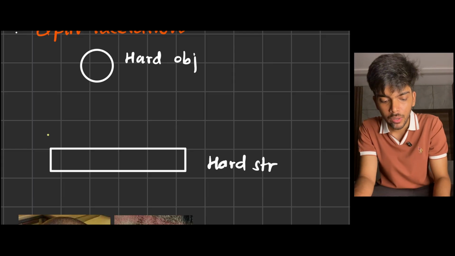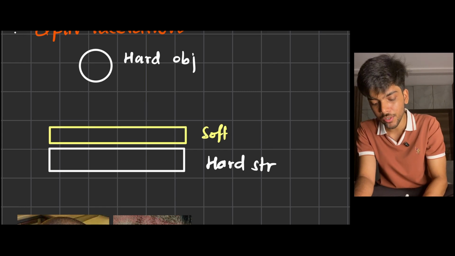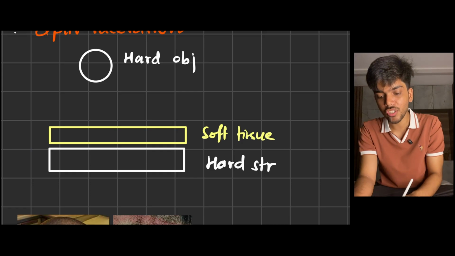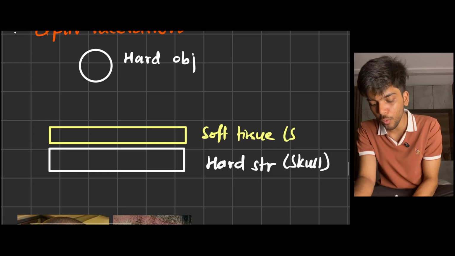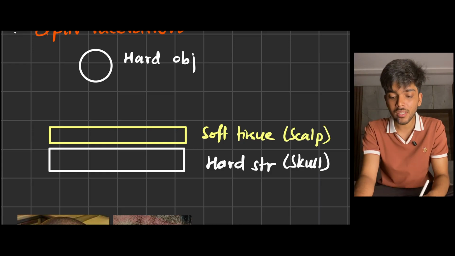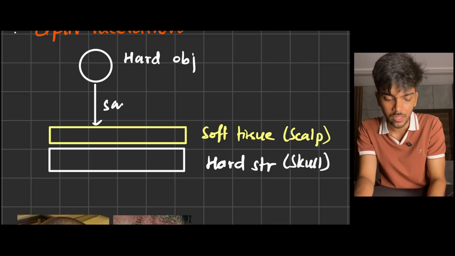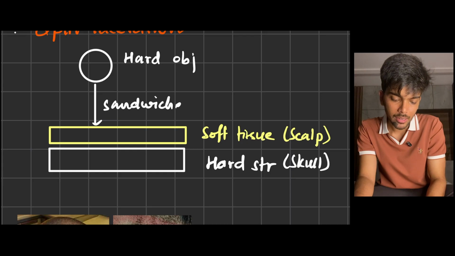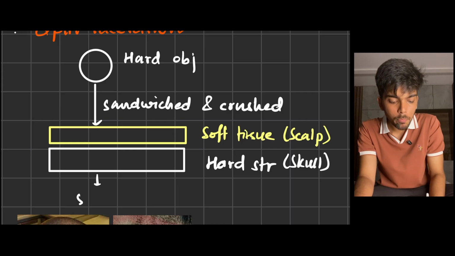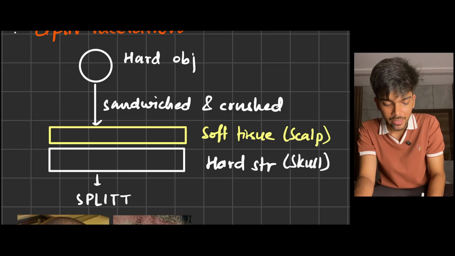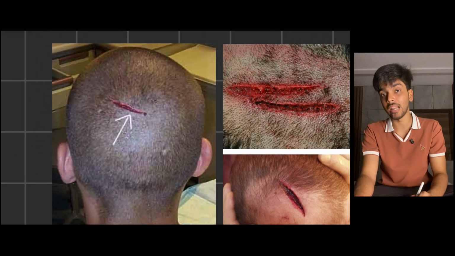In between the two is a soft tissue, or just above the hard structure is a soft tissue. For example, the hard structure can be your skull and the soft tissue can be the scalp overlying the skull. So this soft tissue is sandwiched and crushed in between the 2 hard structures. As a result, splitting takes place. And this is referred to as a split laceration. So what you see here is a split laceration.